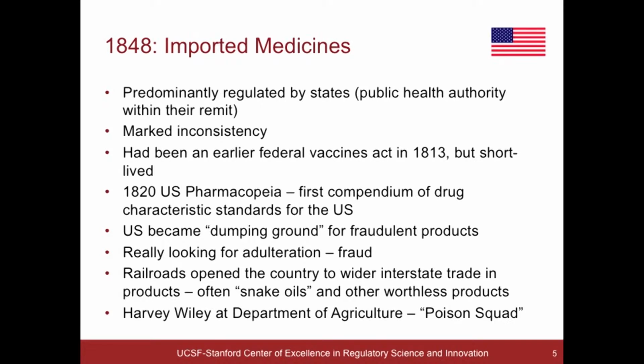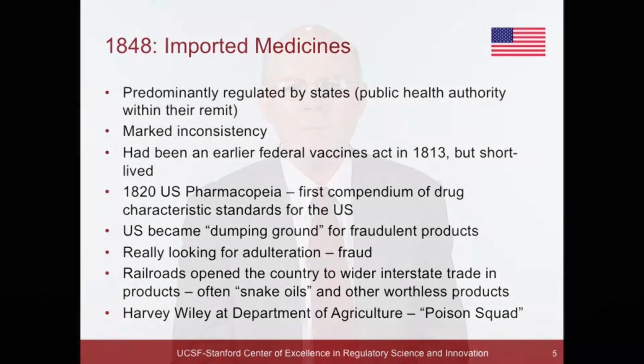There had been, in 1813, an earlier Federal Vaccines Act, but it was rather short-lived. And also a very important part of the history of medicine's regulation occurred in 1820 with the formation of the U.S. Pharmacopoeia. This really was the first compendium of drug characteristic standards in the United States. And while the U.S. Pharmacopoeia is recognized in U.S. law, it is not part of the federal government. It's one of the few pharmacopoeias in the world that is a private sector entity, as opposed to being a part of the regulatory authority of that particular jurisdiction.